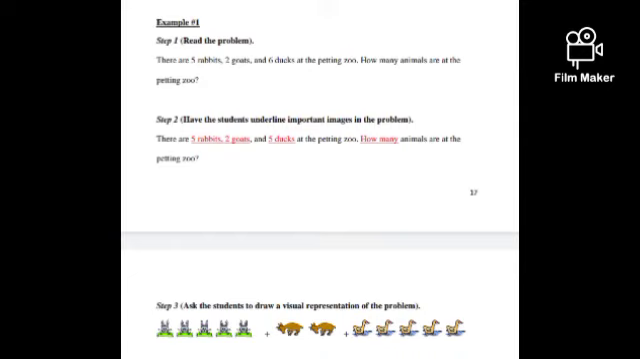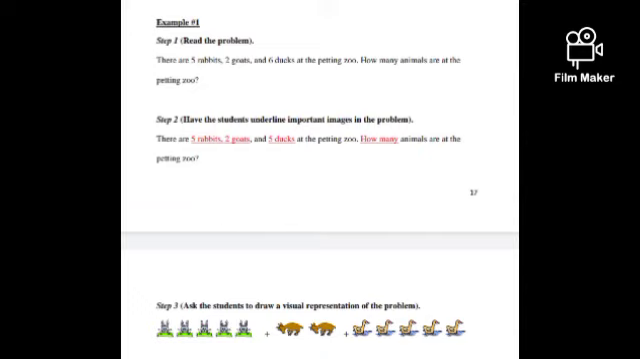Step 2, have the students underline important images in the problem. The important images in the problem that the student reads in step 1 are written now in red to highlight them. And these important images are 5 rabbits, 2 goats, 5 ducks, and how many?